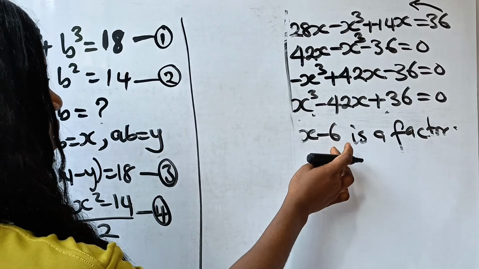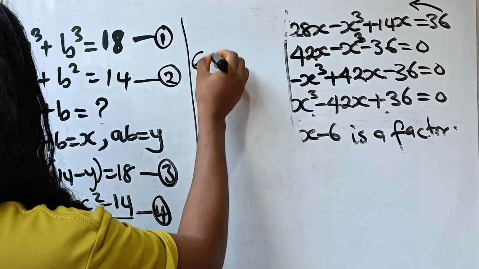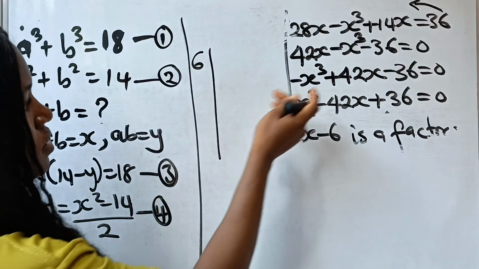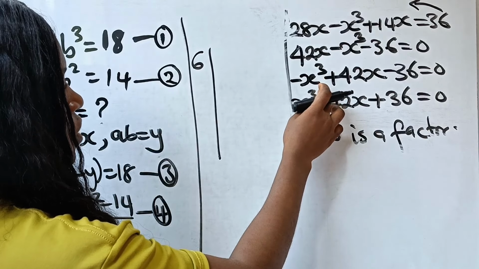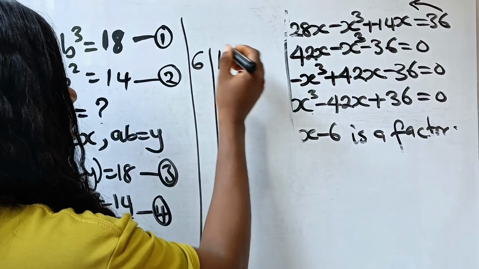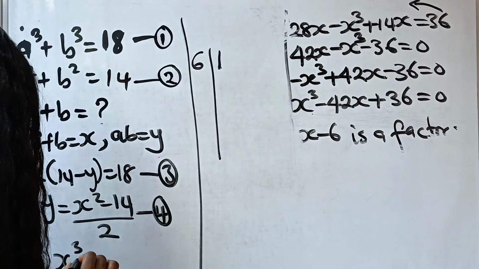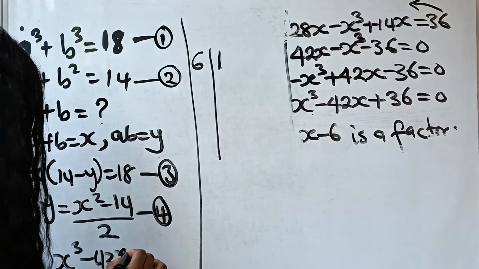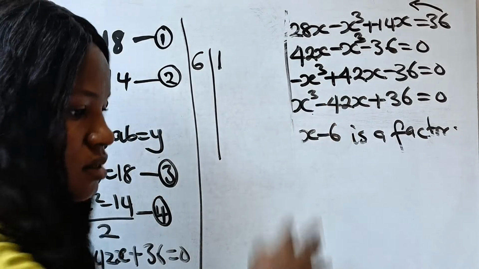So I have x minus 6. So 6 is actually what I'm going to use. I'm going to use 6 to divide this cubic equation. The coefficient of x to the power of 3 is 1. Permit me to write this here: x to the power of 3 minus 42x plus 36 equals 0, so that I can clean this side.